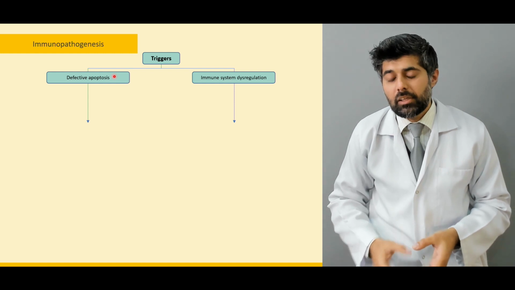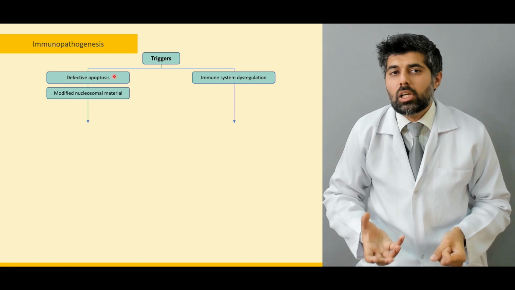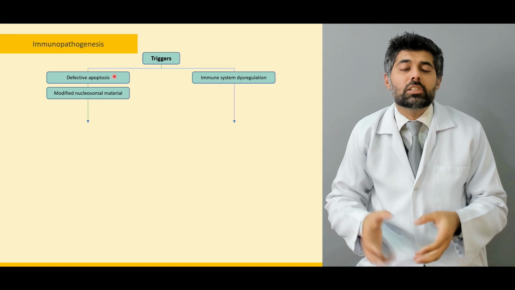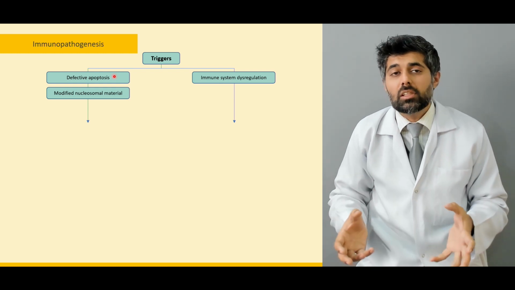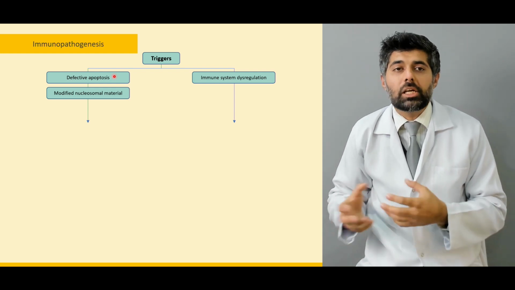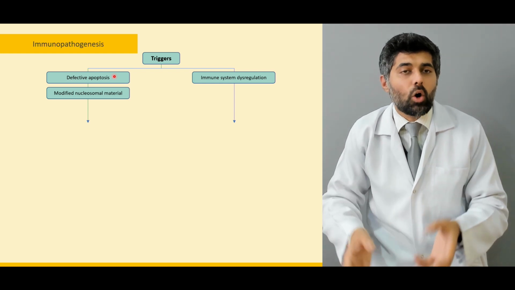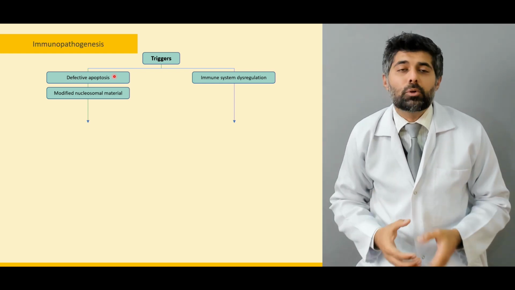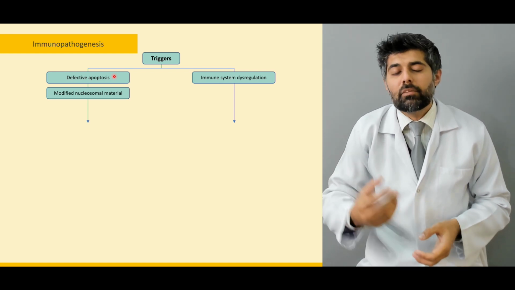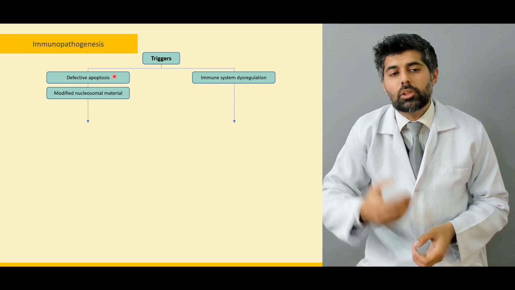How it is defective is that there is no clearance of the apoptotic material. So whenever a cell destroys itself, that results in apoptotic debris, and that debris has to be cleared from the body. But if it is not cleared, all of the debris has the potential to become antigen, and those antigens have the potential to give rise to autoimmunity inside the body.